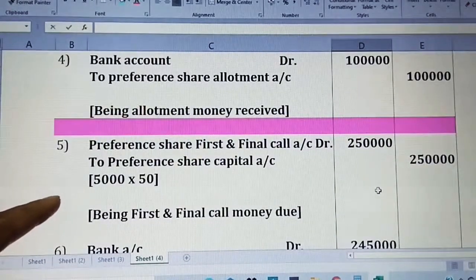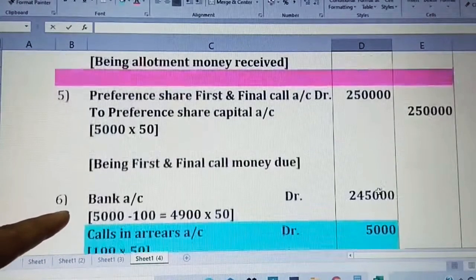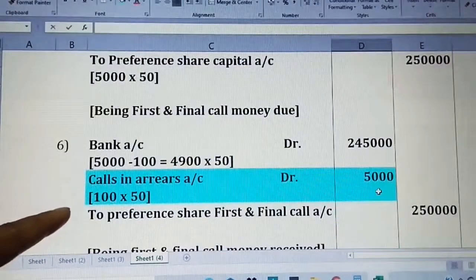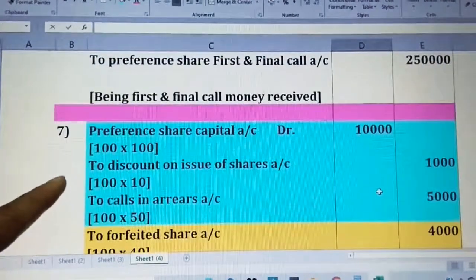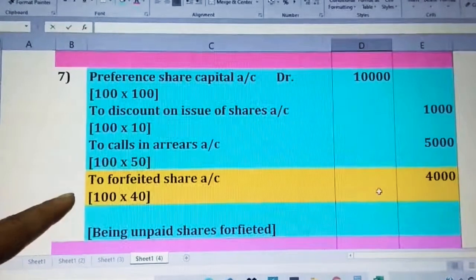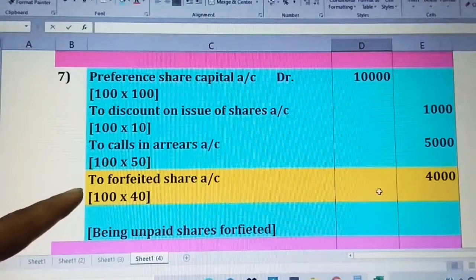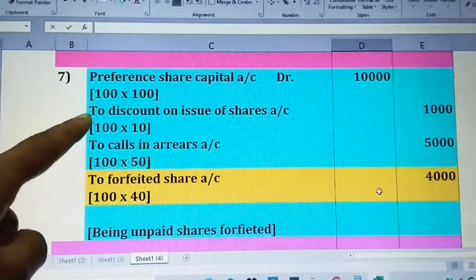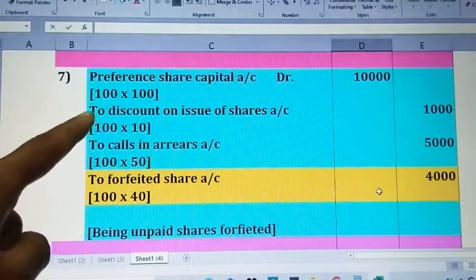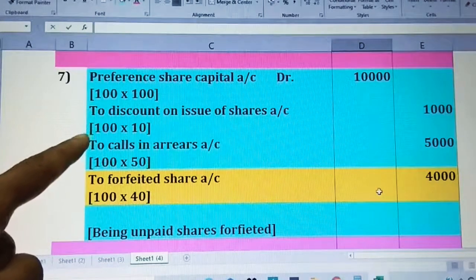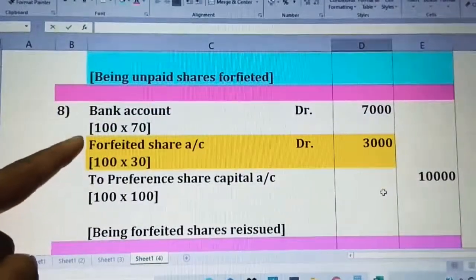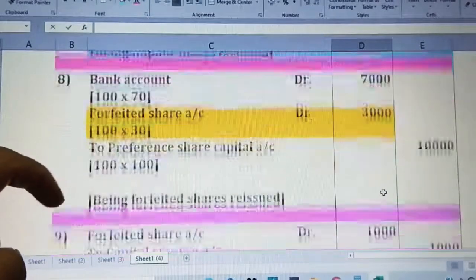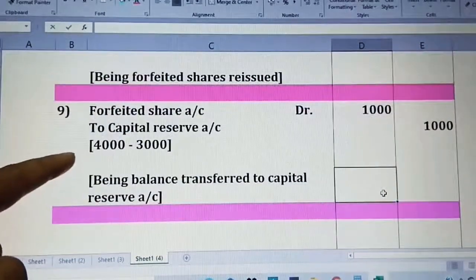First and final call. Due entry. Next. Receipt entry of first and final call. Next, cancellation entry. See, only when discount is there, this will get affected, students. When you have discount, this will get affected in the cancellation entry. Apart from that, nothing else. Next, reissue entry, and then the transfer entry.